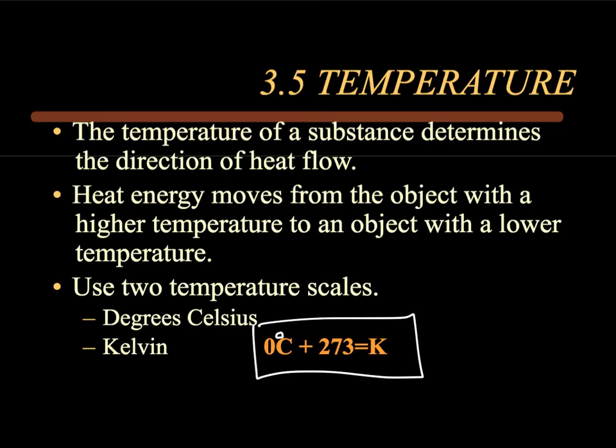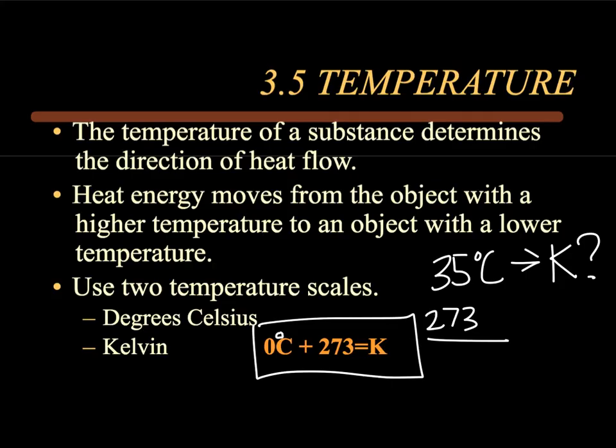For an example, if I give you 35 degrees Celsius, and I want you to convert that to Kelvin, okay? What would that be? In order to convert it to Kelvin, you would add 273. So let's add 273 to that. 5 plus 3 is 8, 7 plus 3 is 10, carry the 1. So then that would be 308 Kelvin.